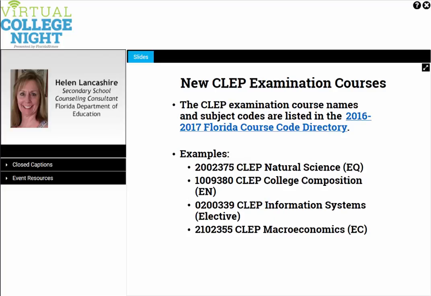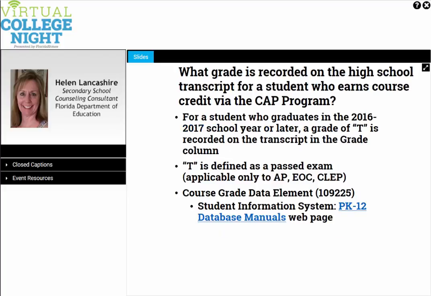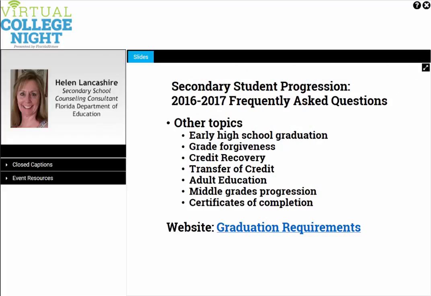The CLEP examination course names corresponding to the CLEP exams were added to the 9-12 section of the 16-17 Florida Course Code Directory. Here are some samples that you can see here. For students who graduate in the 16-17 school year or later, a grade of T is recorded on the transcript in the grade column. And T is used for AP CAP credit, EOC CAP credit, and CLEP credit. This is a link to the database manual with more details.